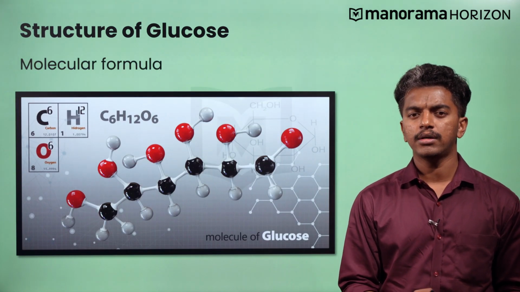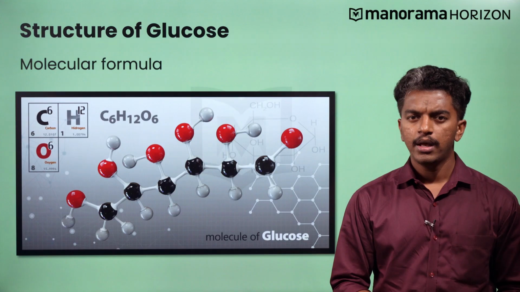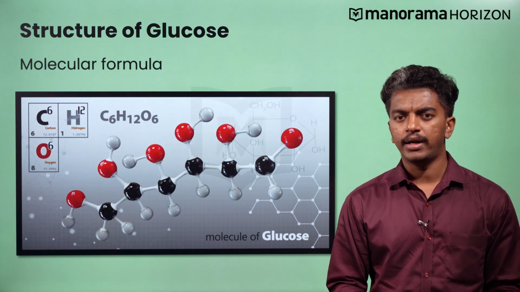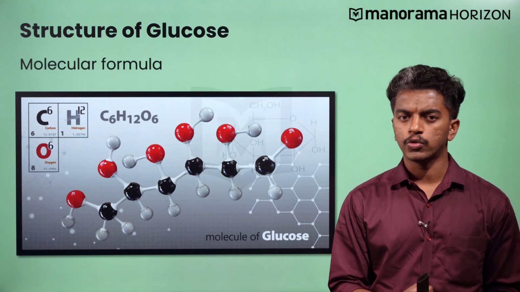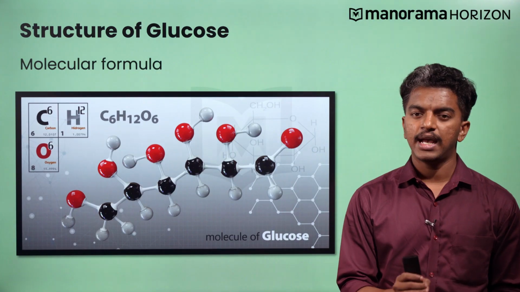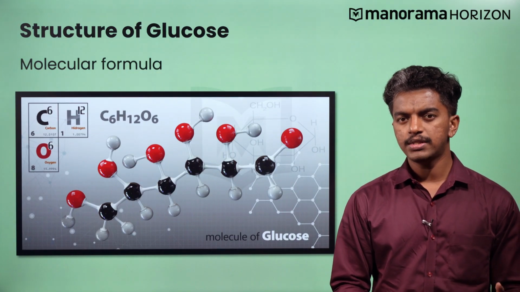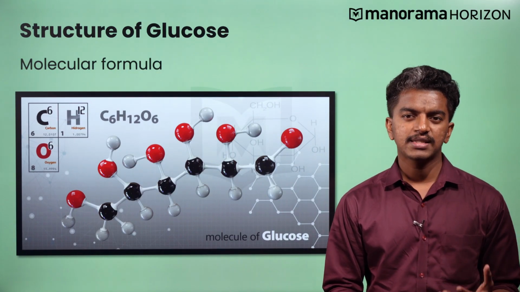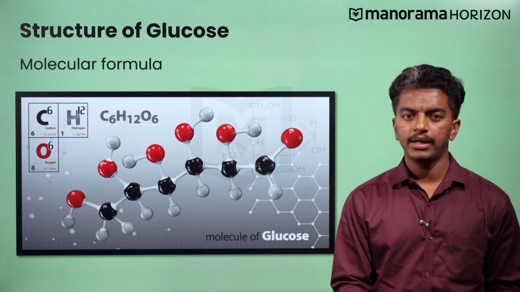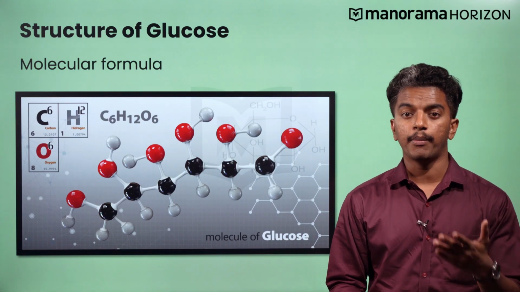Next, let us learn the structure of glucose. Various chemical analyses were done and the molecular formula of glucose was found to be C6H12O6. Once the molecular formula is known, the structural formula of glucose can be obtained on the basis of reactions given by glucose.